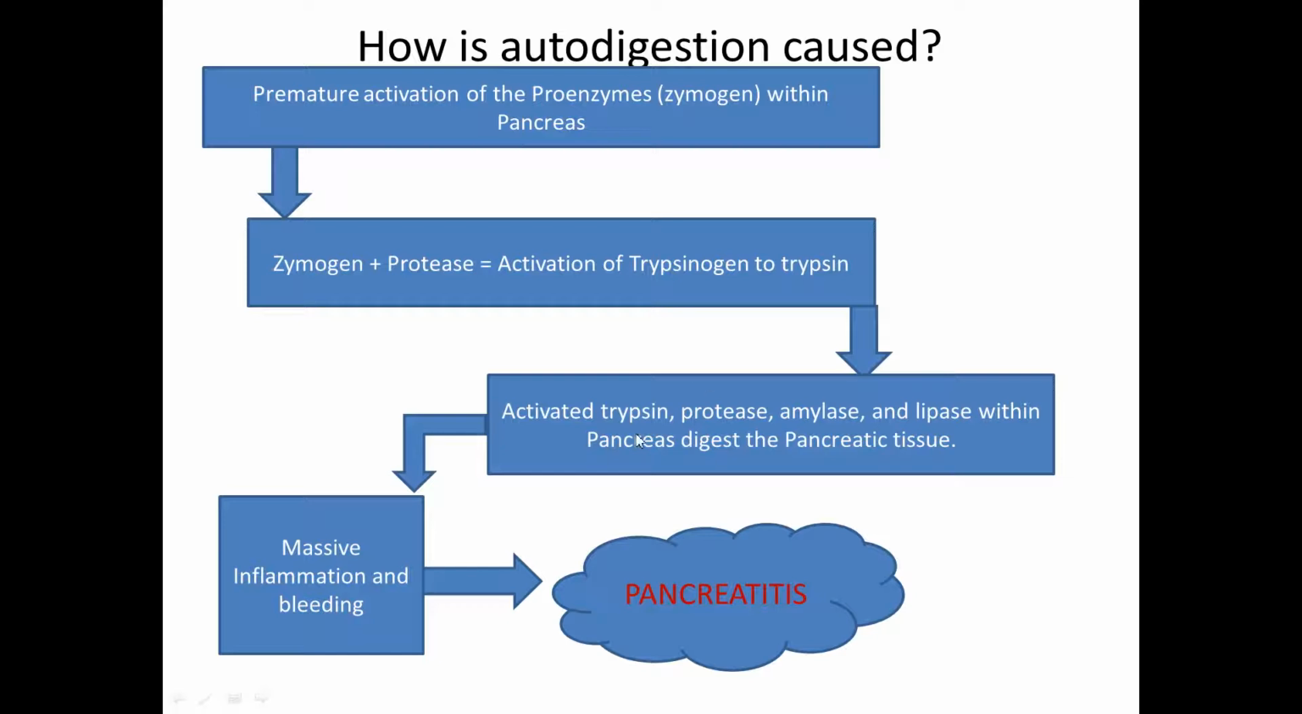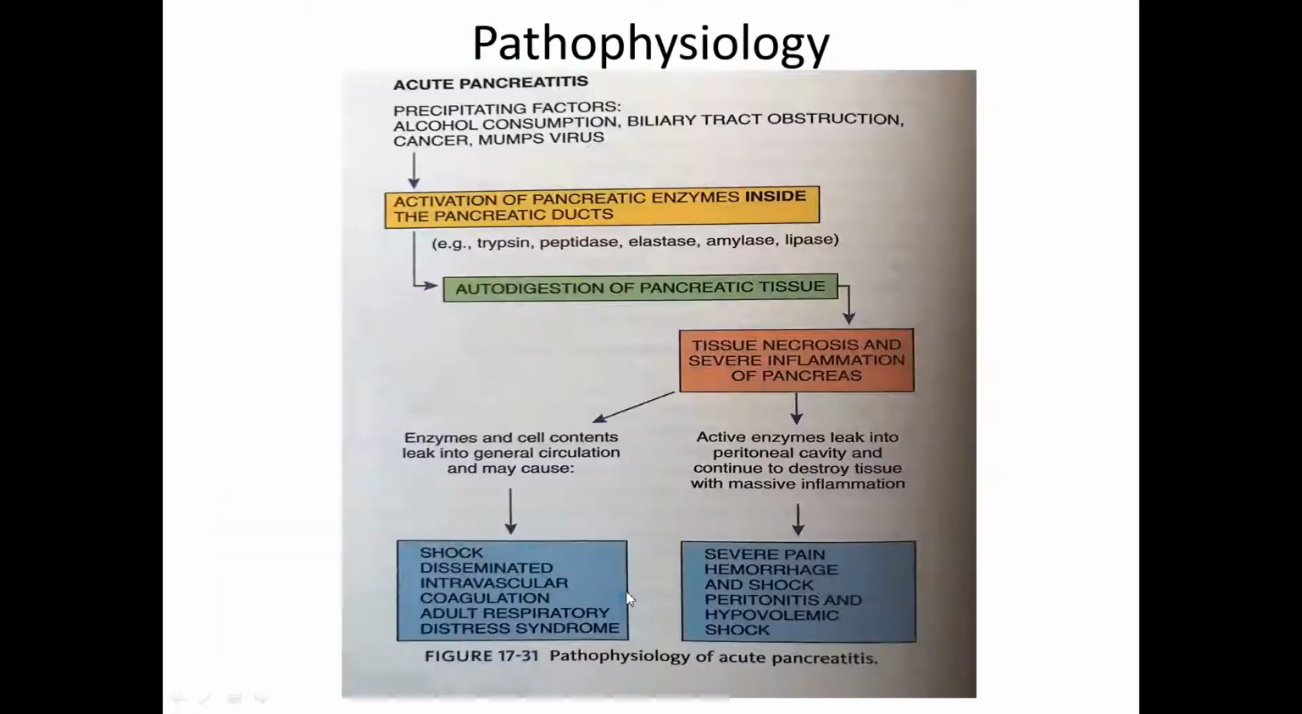So when these enzymes get activated, they start to eat or digest the pancreas's own tissue. This will result in massive inflammation or bleeding within the pancreas. And this condition we now refer to as pancreatitis.